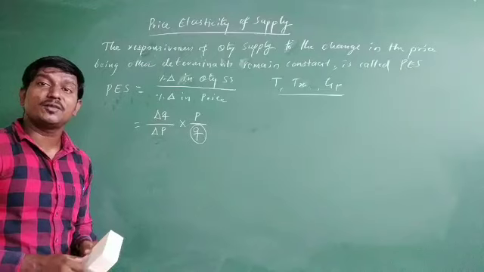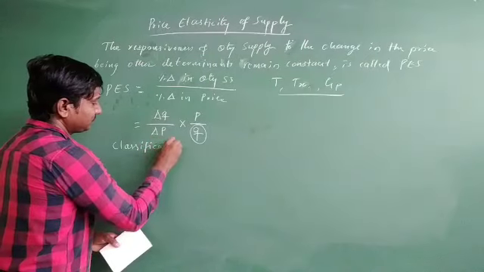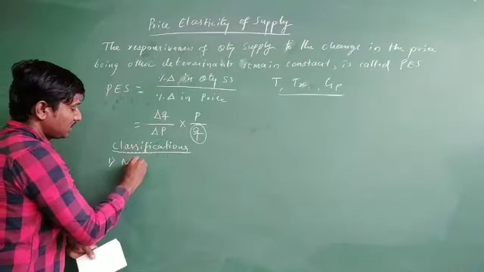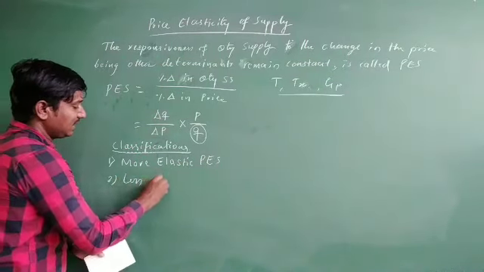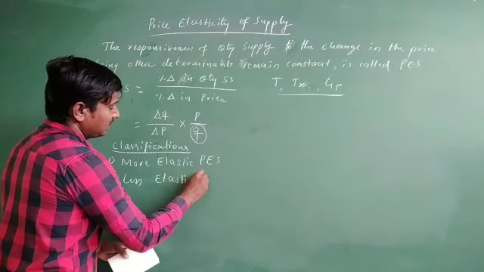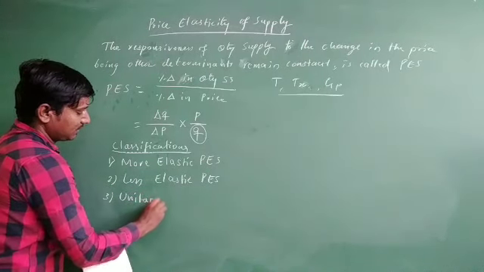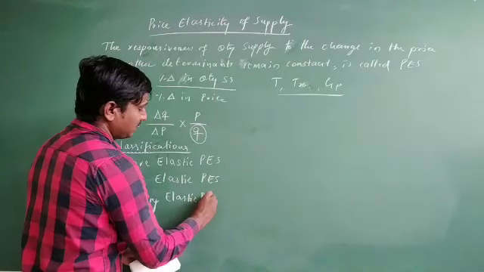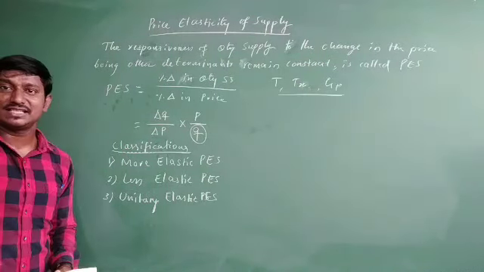So what are the different types of price elasticity of supply? If I do the classifications here, we get three: more elastic price elasticity of supply, more elasticity. The second one, less elastic price elasticity of supply, less elasticity. The third one, unitary elastic price elasticity of supply. So these are the three important classifications of price elasticity of supply.